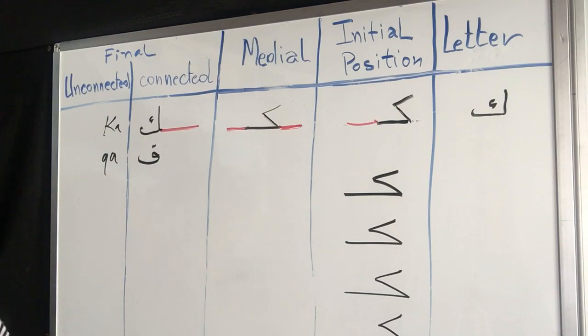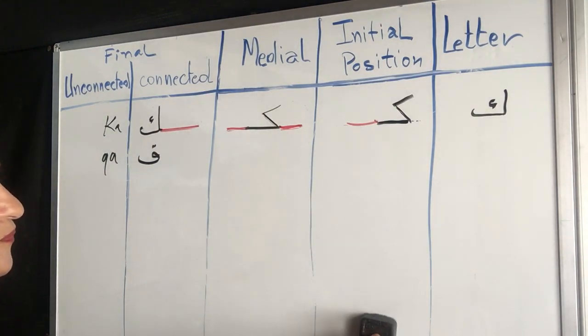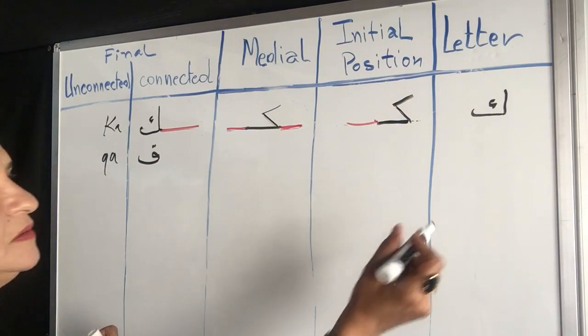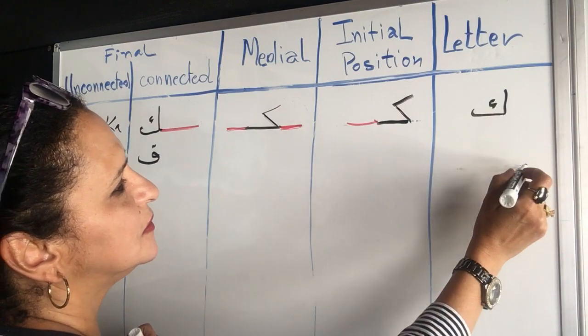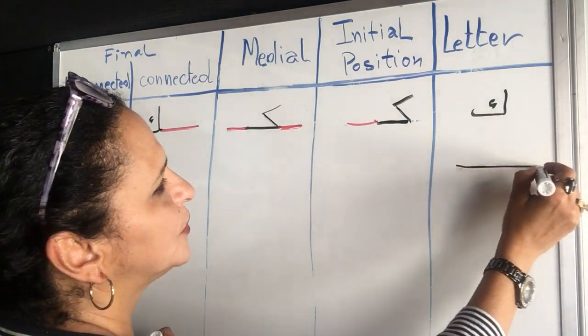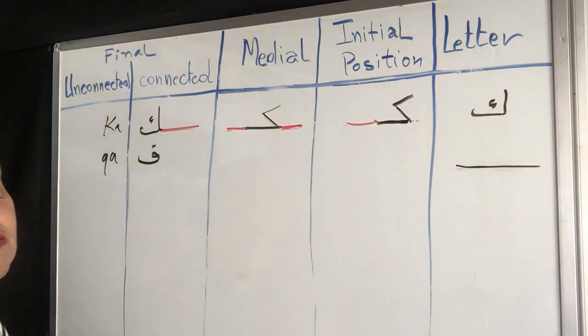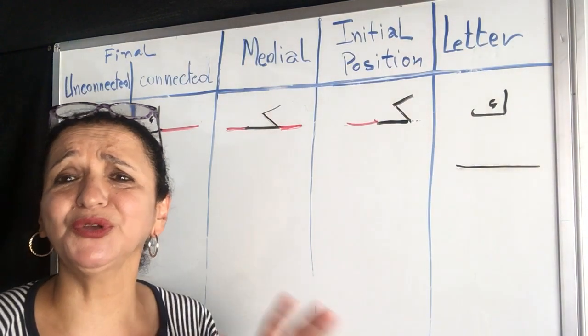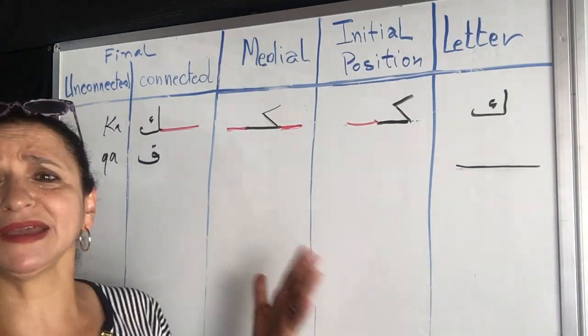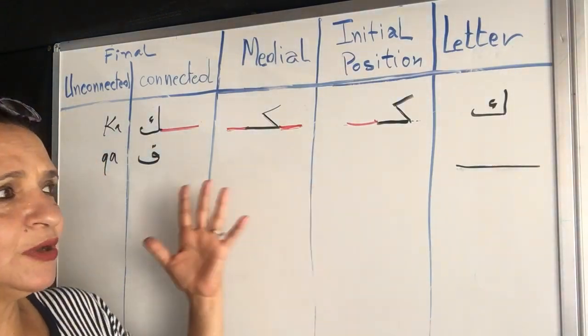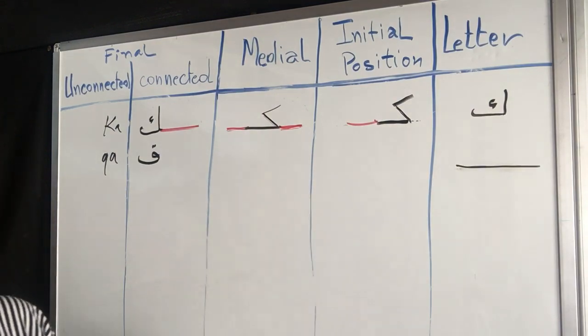Now we're going to do lam, lam or la. And this is the line. Imagine this is the line on the notebook. You need at the beginning to write الحروف العربية on the notebook. When you become advanced in Arabic, you can write like this without the lines.